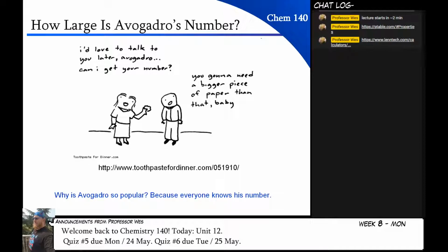This is just a Toothpaste for Dinner comic that I thought was funny. "I'd love to talk to you later, Avogadro. Can I get your number?" "You're gonna need a bigger piece of paper than that."